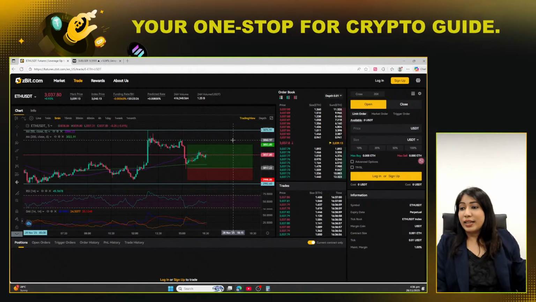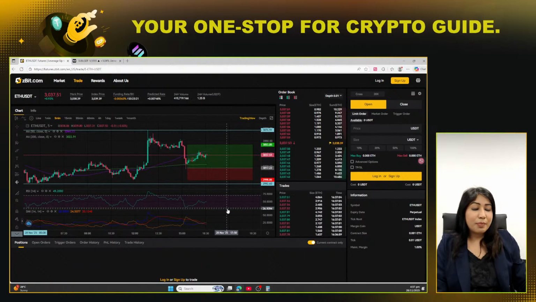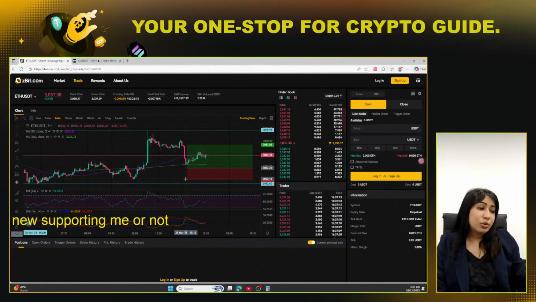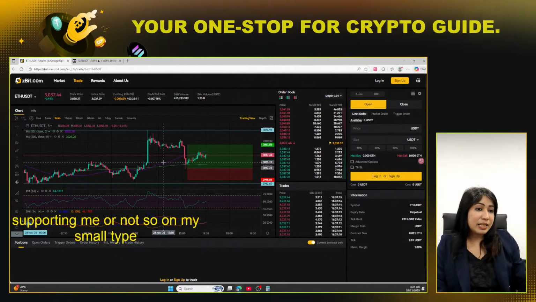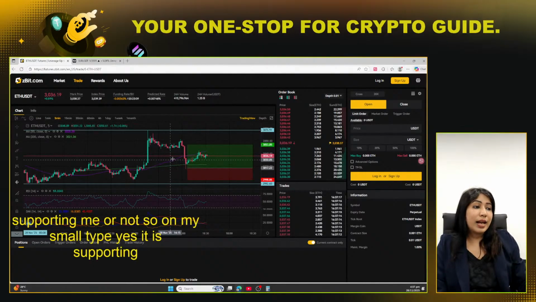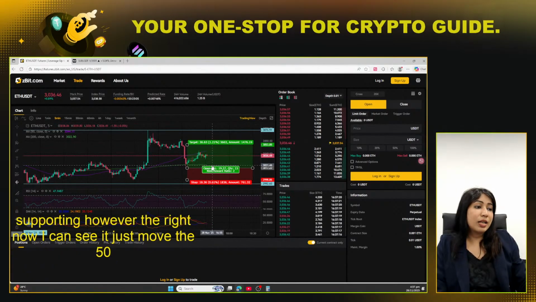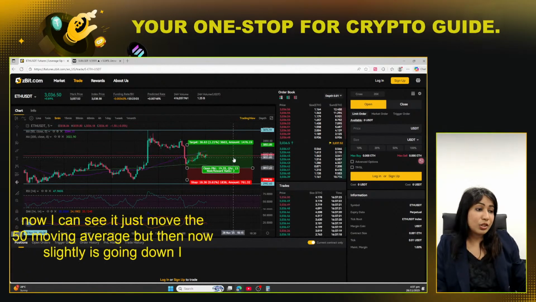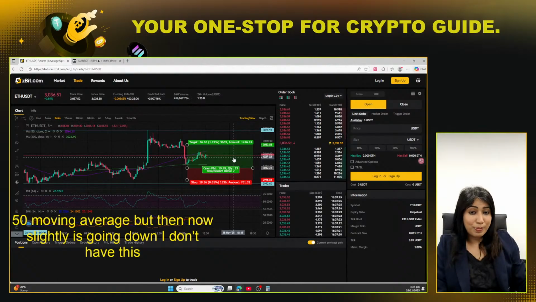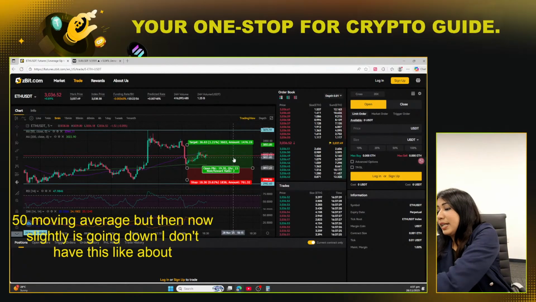I was just looking at the circumstances out here, whether my RSI is supporting me, whether my DMI is supporting me or not, whether my moving averages are supporting me or not. On my small time frames, yes, it is supporting. However, right now I can see it just moved past the 50 moving average, but now it is slightly going down. I don't know if this is a reversal or a bounce back or a pullback that is coming. That we will only be able to decide in a short while.